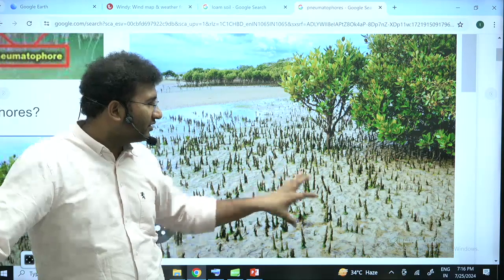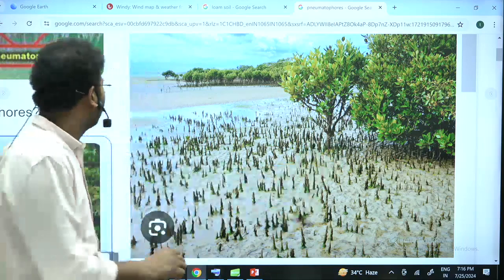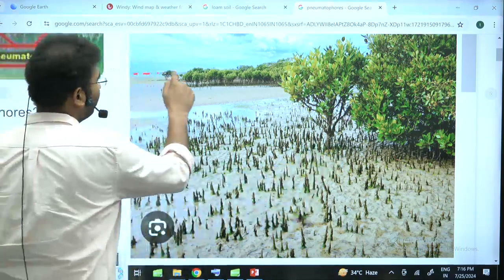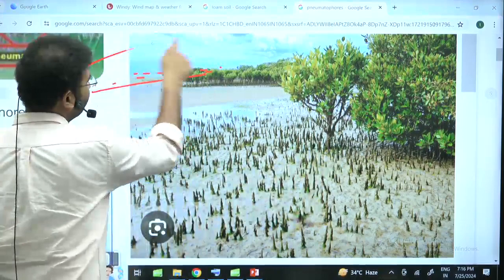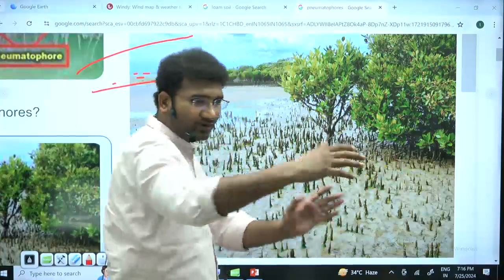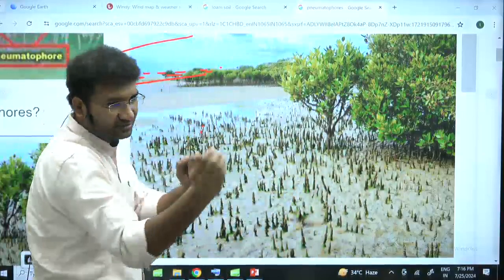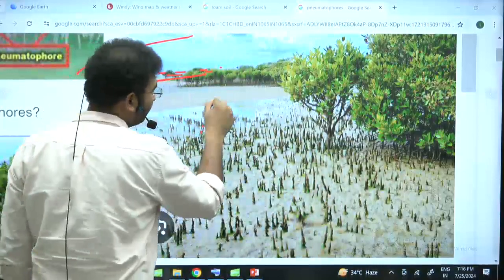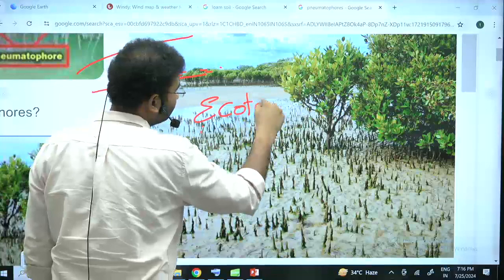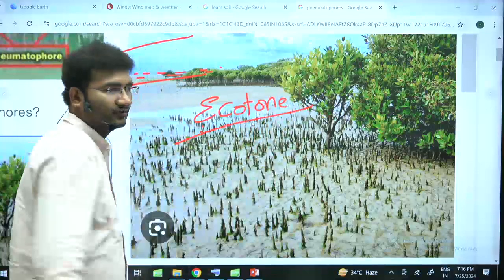Unique vegetation. Here, this is called an ecotone. Why ecotone? Here, you will find ocean. This is your ocean area. And if you look to the outside, this is your terrestrial area. This is present between ocean. It is also present between land. This is also called an ecotone.